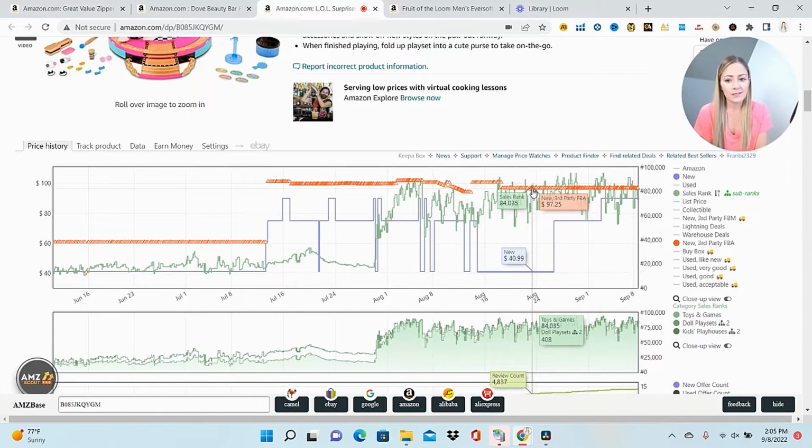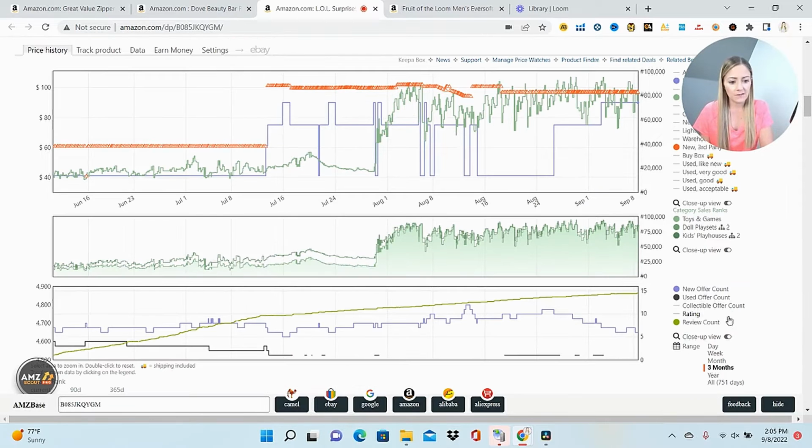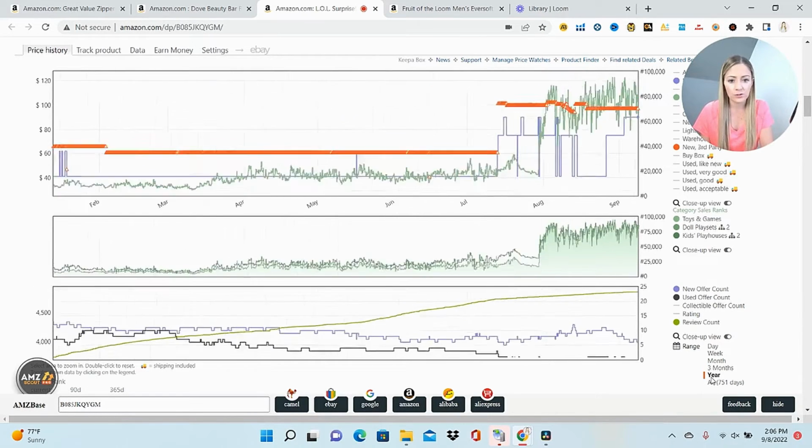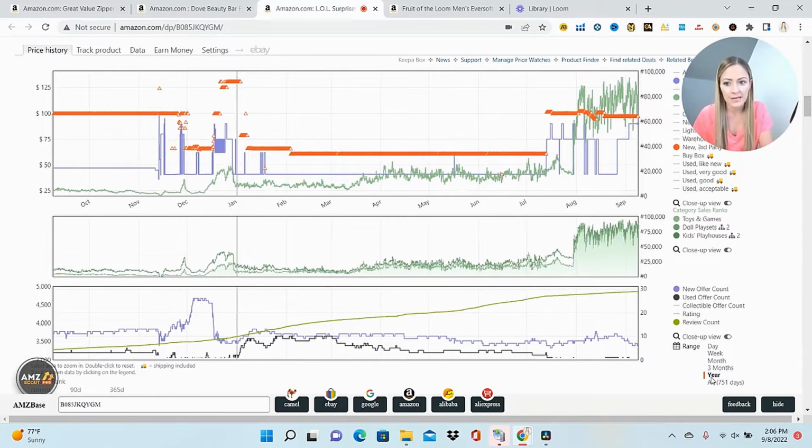Now, what you really want to see when you're looking at listings is consistency. So to have all of these jumps all over the place, up, down, middle, up, down, that's not what you're looking for when you're determining if you want to jump on a product or not. So I can even bring my view out. This is the 3-month view. Let's make it go to the year view so we can really see what was happening here.